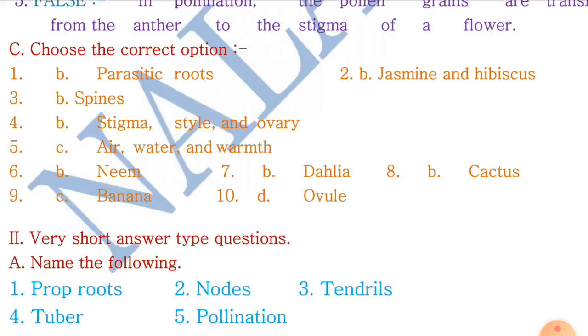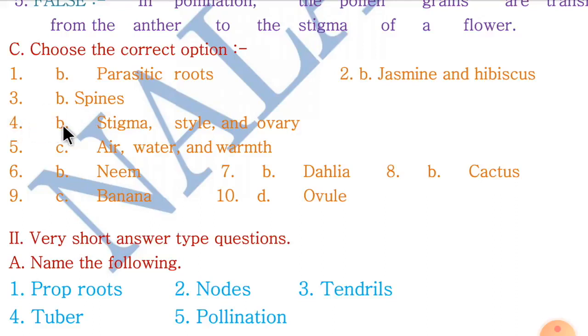Let's see the second one. Which of these plants can multiply through stem cutting? The correct option is B, jasmine and hibiscus. Let's see the next. Third one. Which of these modifications help a plant to reduce loss of water from it? The correct answer is B, spines.